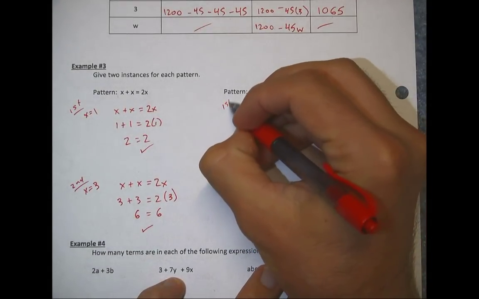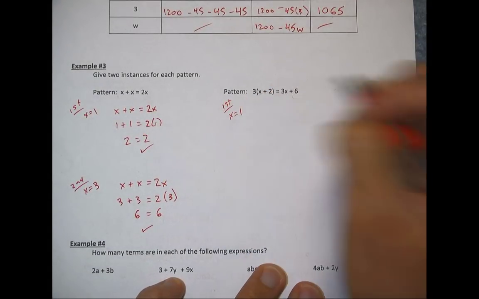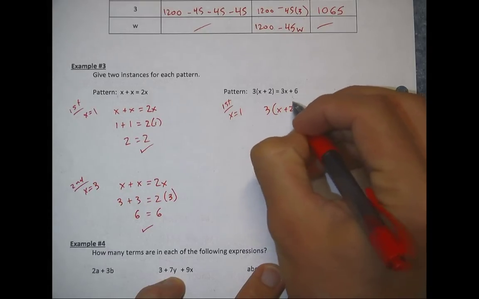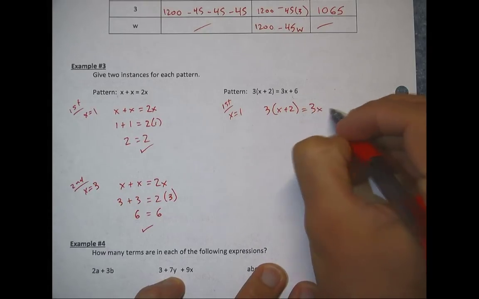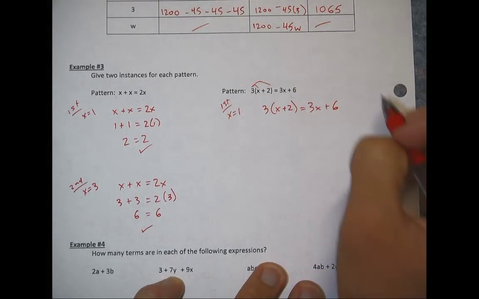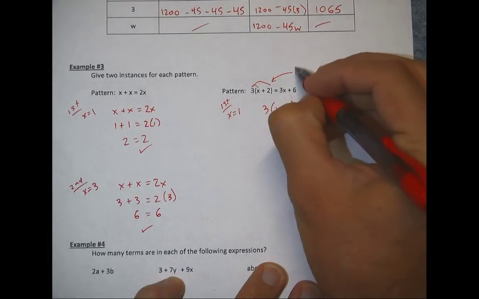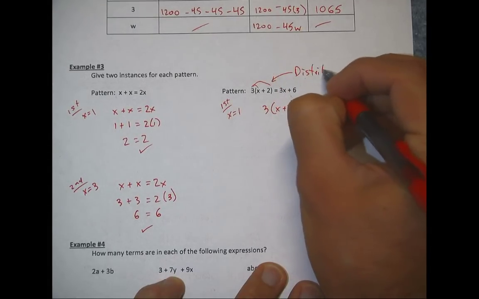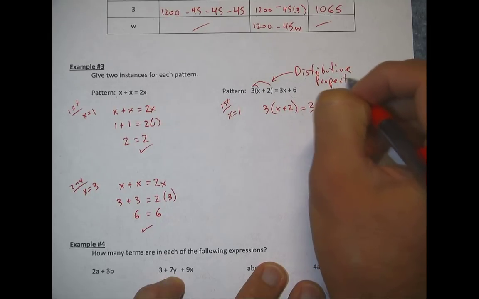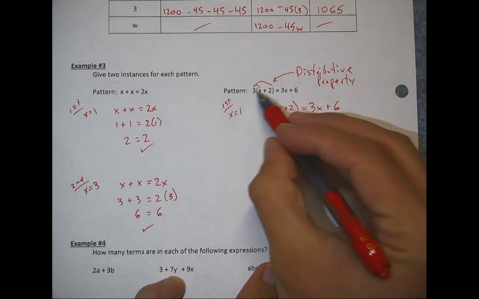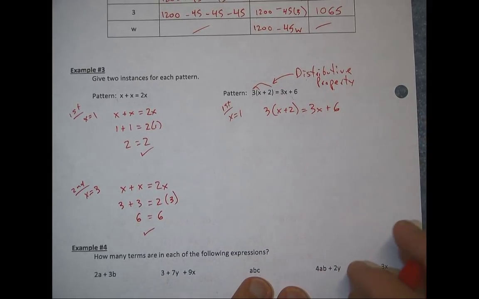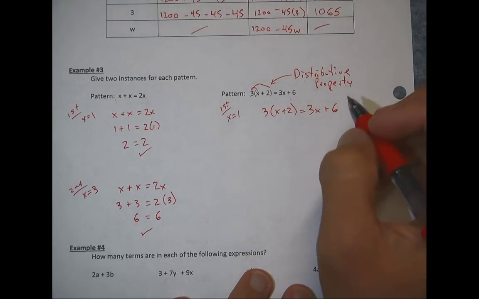So for my first instance, I'm going to pick something nice and easy. X equals 1. So starting with 3 times the quantity x plus 2 is the same as 3x plus 6. If you notice what this is, that's the distributive property. That tells you you're allowed to multiply 3 times the x and 3 times the 2 and get these 2 terms, and they're going to be equal to each other, that it works. So we're proving that this distributive property works.